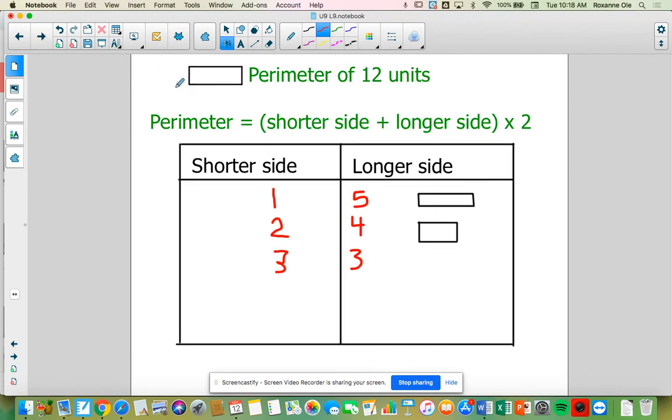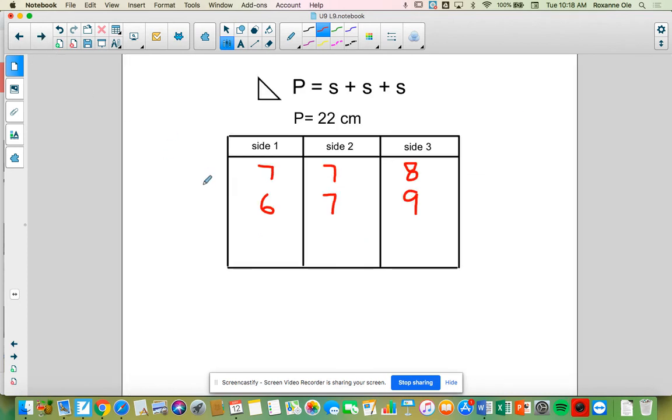If they're asking for the perimeter, keep in mind perimeter is just adding the sides up. You're going to write the formula, shorter side plus the longer side times 2. And finally, perimeter of a triangle, same thing. Make a table showing me and keeping the numbers fairly close together. Hopefully that's helpful. You can go ahead and complete lesson 9 in your textbook. You will find the questions on page 372.